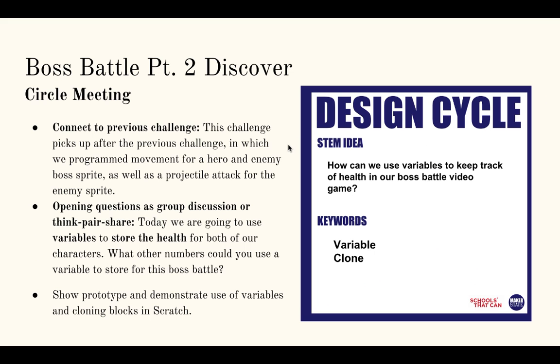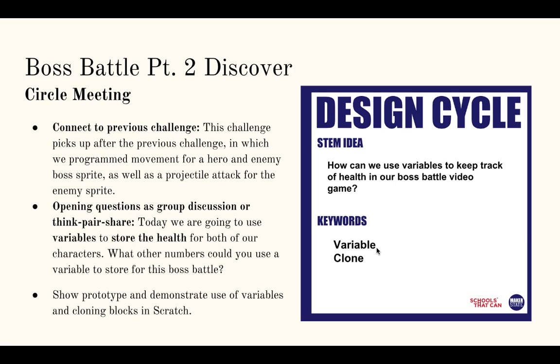And in the discover phase for this challenge, we're going to talk about variables and cloning blocks. Okay, so variables, again, are how we store data or store numbers in a computer program. And they work similarly to how they work in math, where you'll have a name like X or some other letter as a placeholder for that variable. And in computer science, it's more or less the same idea, except we usually provide slightly more descriptive names for our variables. Like in this case, we'll probably use player health and enemy health as our two variables to stand in place of our health values.